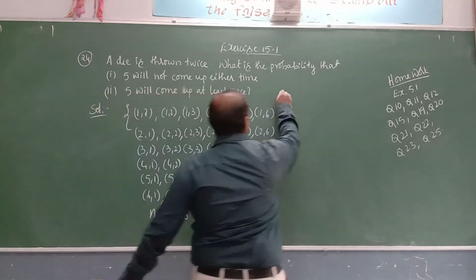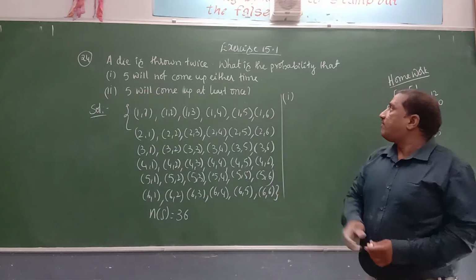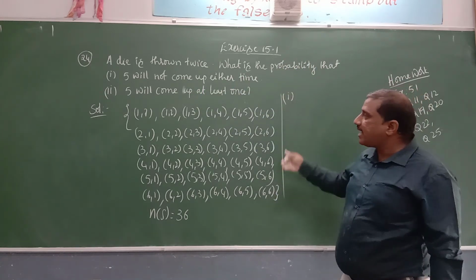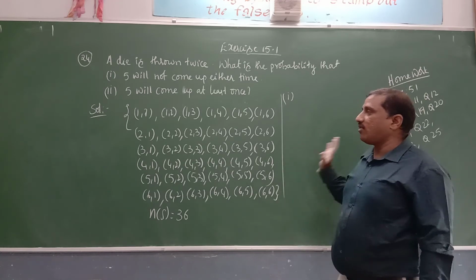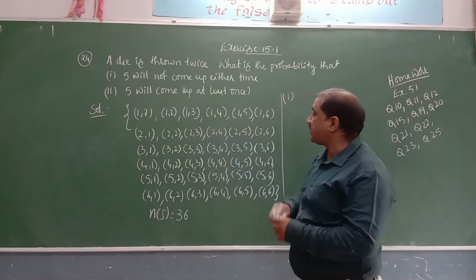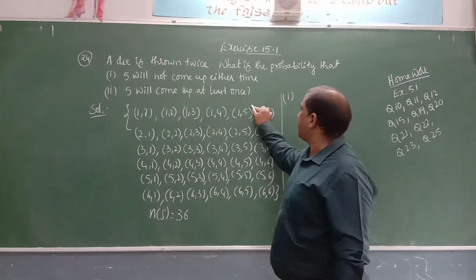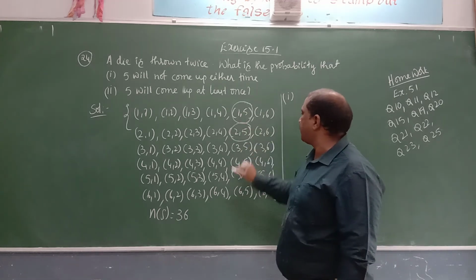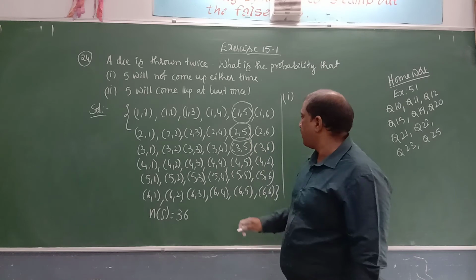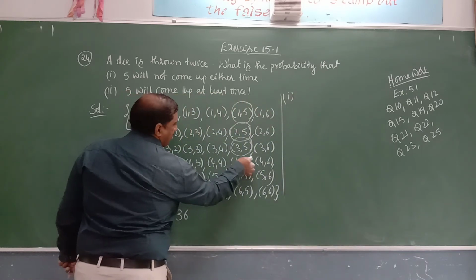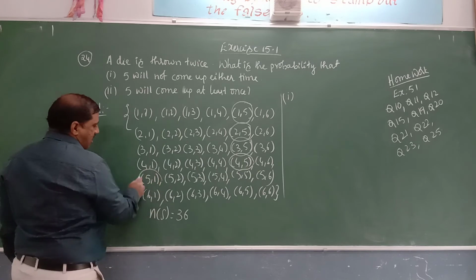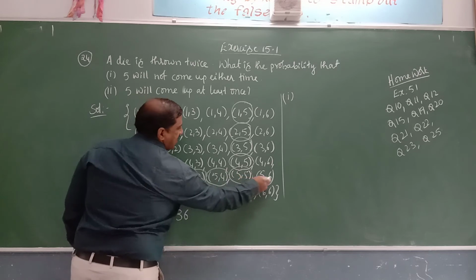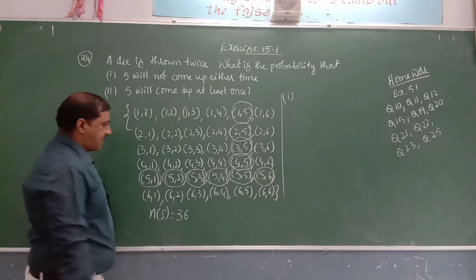Now the first part: find the probability that 5 will not come up either time. We identify the outcomes for which 5 is not there. First locate the outcomes having 5. 1 comma 5 has 5, 2 comma 5, 3 comma 5, 4 comma 5, then 5 comma 1, 5 comma 2, 5 comma 3, 5 comma 4, 5 comma 5, 5 comma 6, and 6 comma 5.